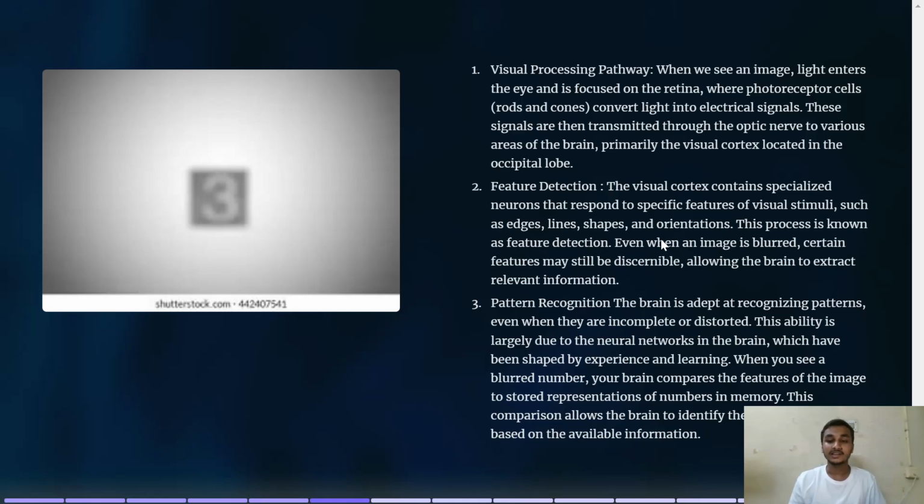Then comes pattern recognition. The brain is adept at recognizing patterns even when they are incomplete or distorted. This ability is largely due to neural networks in the brain, which have been shaped by experience and learning. When you see a blurred number, your brain compares the features of the image to stored representations of numbers in memory. This comparison allows the brain to identify the most likely number based on the available information.